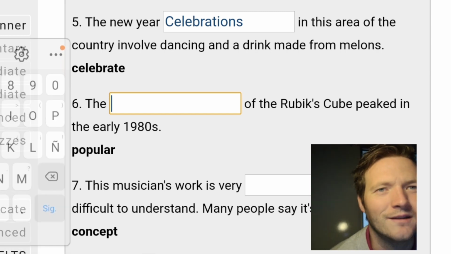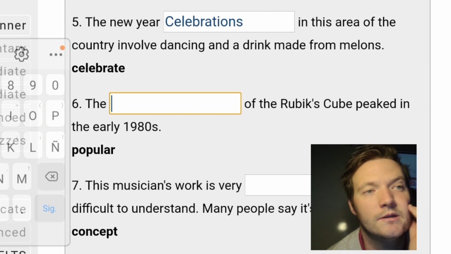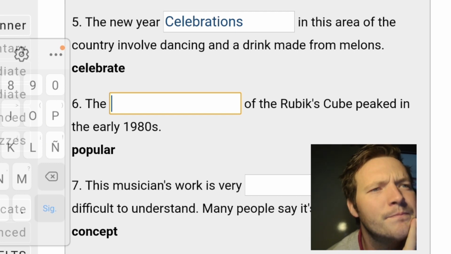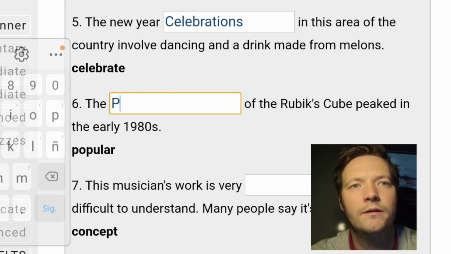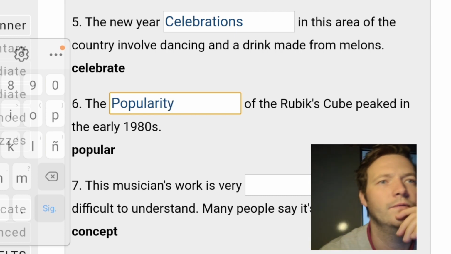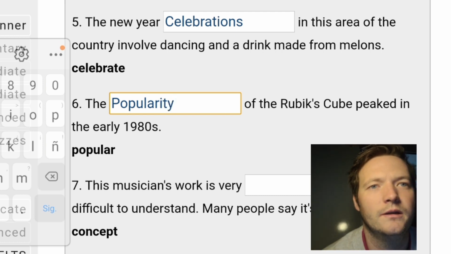So you have to be careful with grammar sometimes. All the time. Number 6. The popularity of the Rubik's Cube peaked in the early 1980s. Yeah, it's not so popular anymore, is it? The popularity of the Rubik's Cube peaked in the early 1980s.